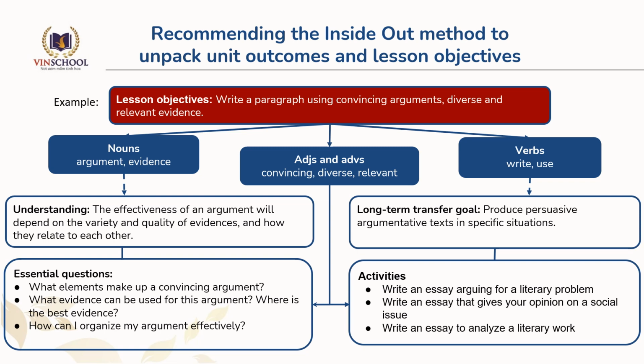Let's take a look at an example from the Vietnamese literature curriculum, assuming that one objective is to write an argumentative paragraph that is relevant to the lesson using appropriate reasoning and diverse and relevant evidence. To gain deeper understanding about the objective of this lesson, first of all, we should pay attention to nouns like argument, reasoning, and evidence. Through these nouns, we will learn that the effectiveness of an argument will depend on the variety and quality of the evidence and how they relate to each other.